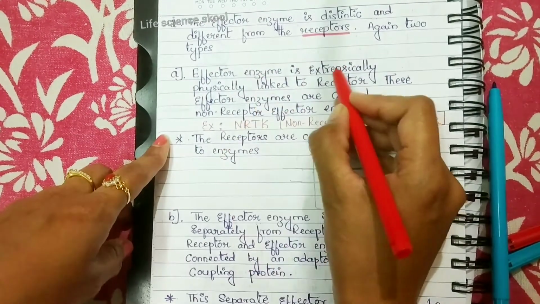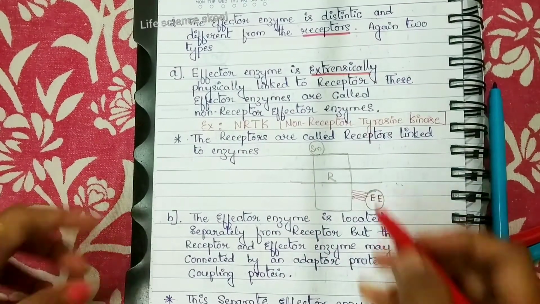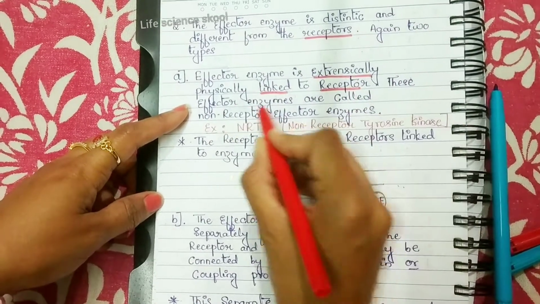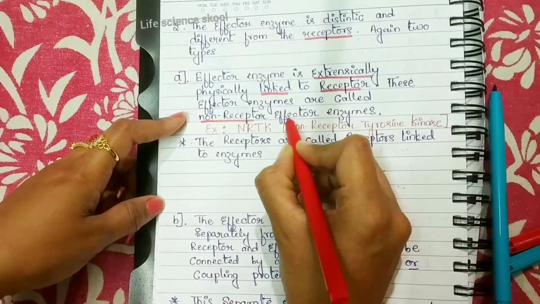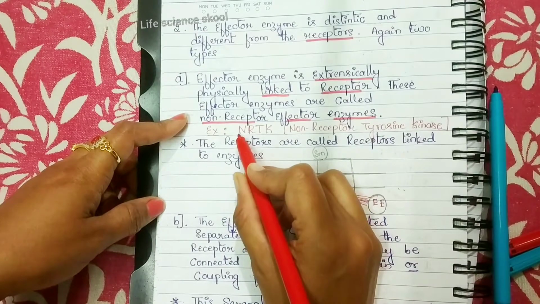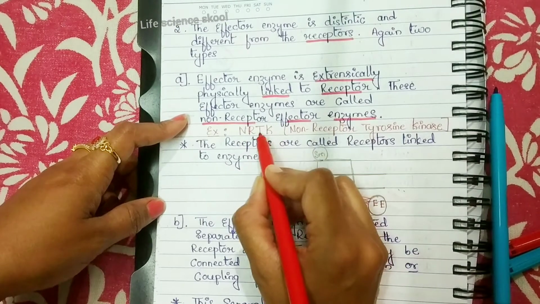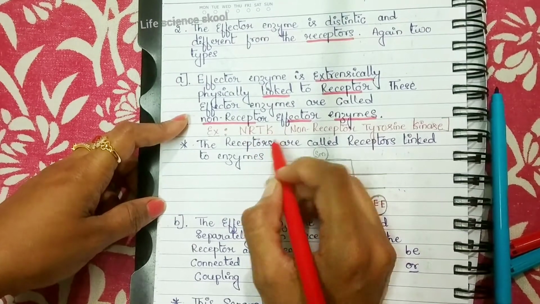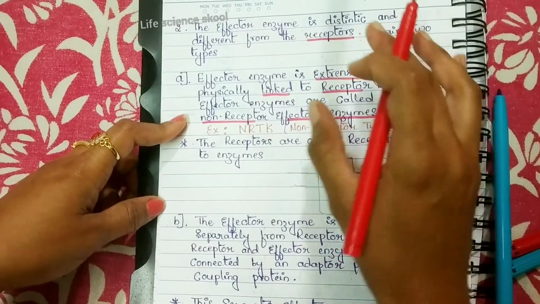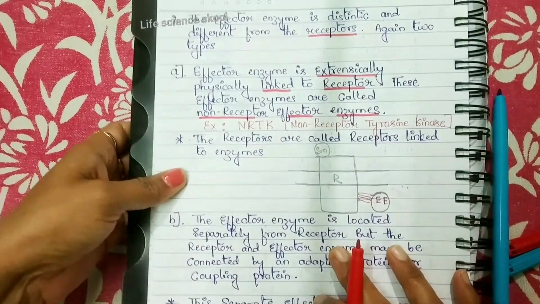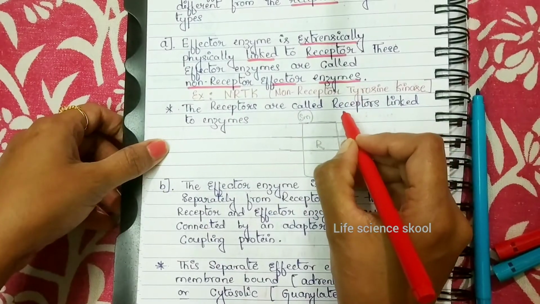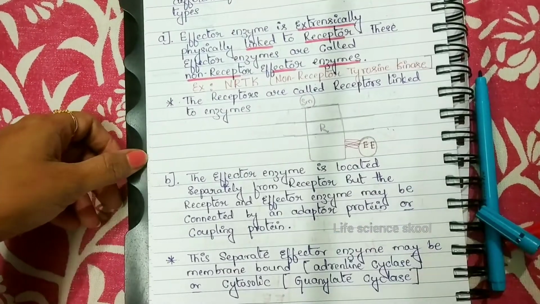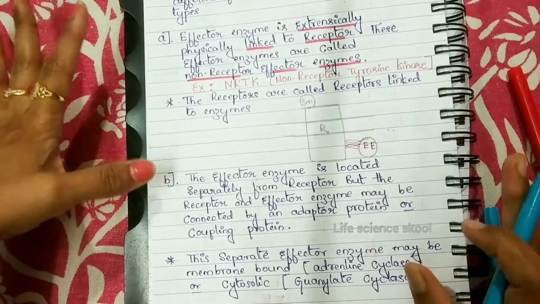The effector enzyme is extrinsically physically linked to the receptor, and these effector enzymes are called non-receptor effector enzymes. Non-receptor tyrosine kinase is an example of this kind of signaling mediator. These receptors are called receptors linked to an enzyme. You may feel it is difficult, so now I will make it simple with a diagram.